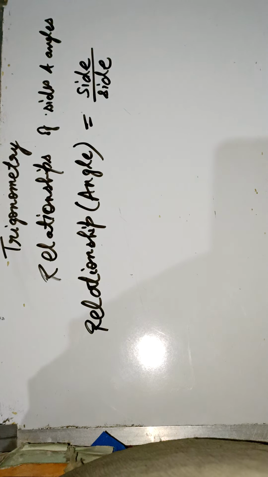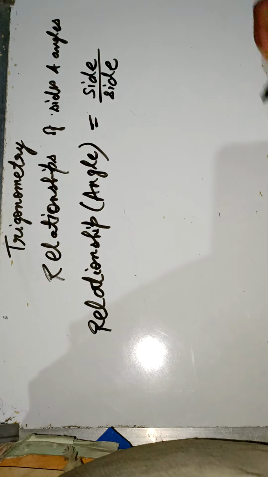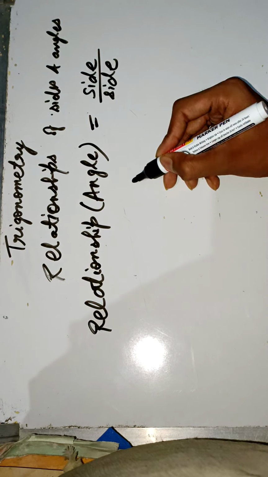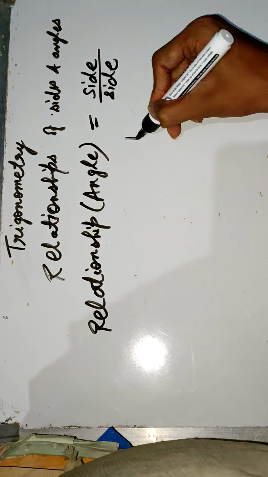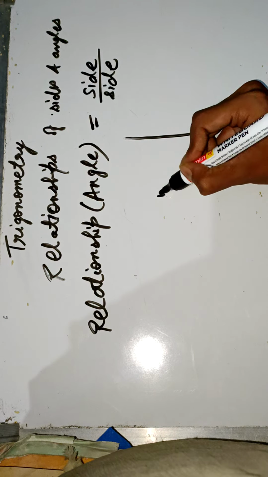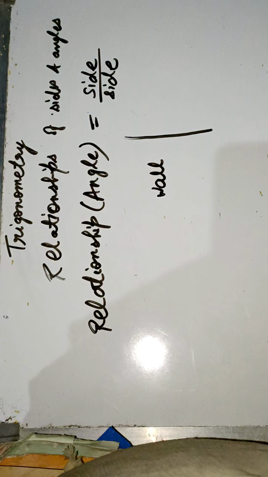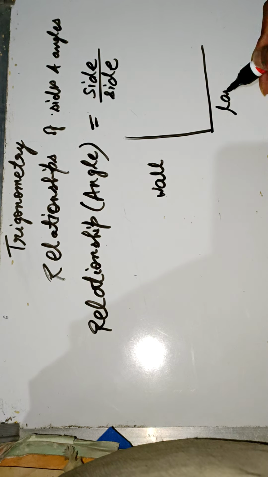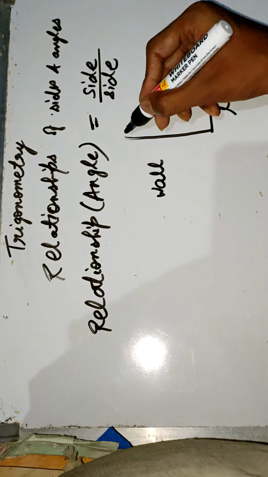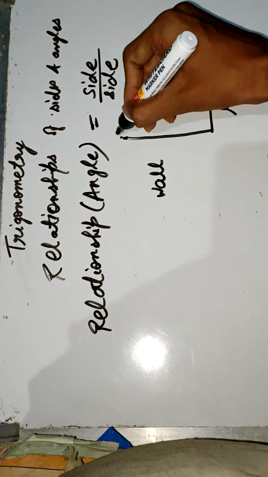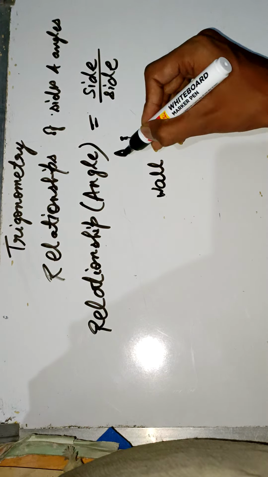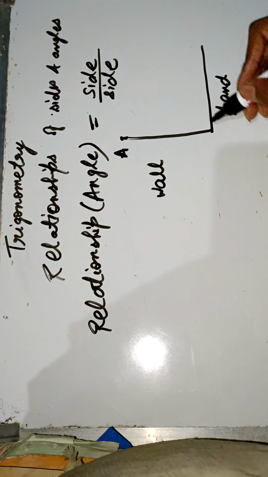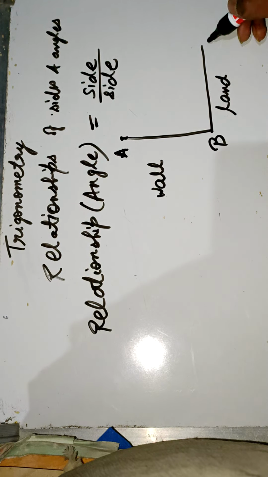Let us suppose we have a wall, and the wall is just standing on the land, and we have to reach the top of this wall. Let this point be A, this point be B, and this point be C.